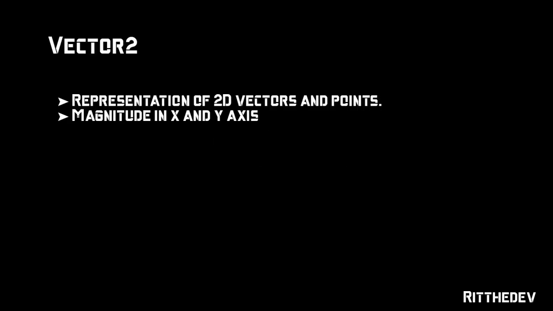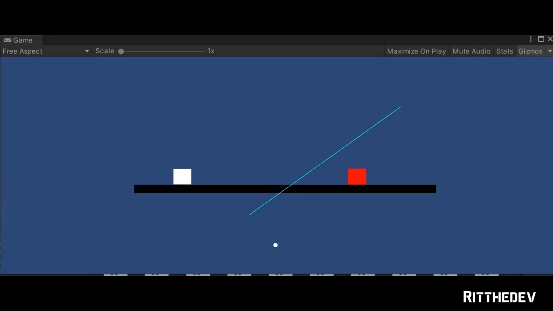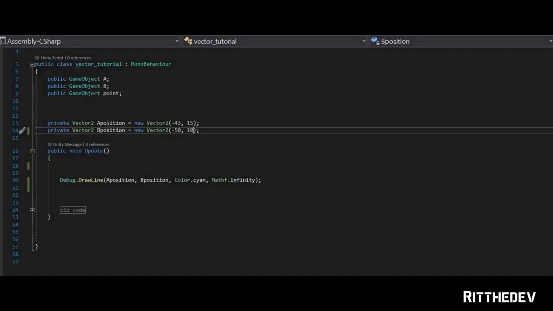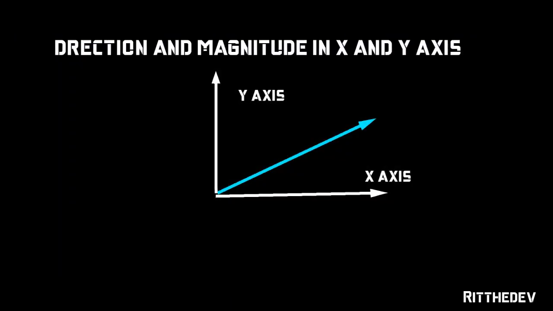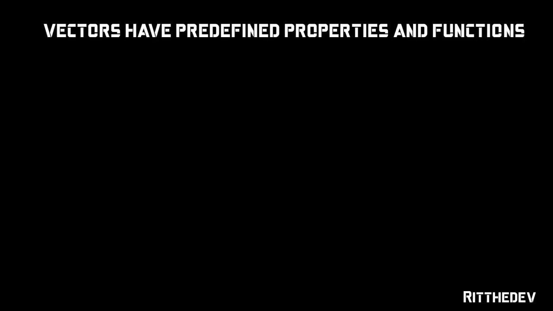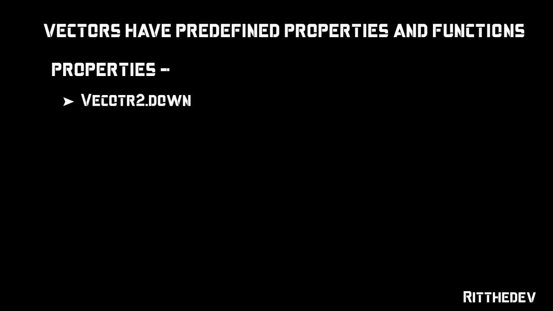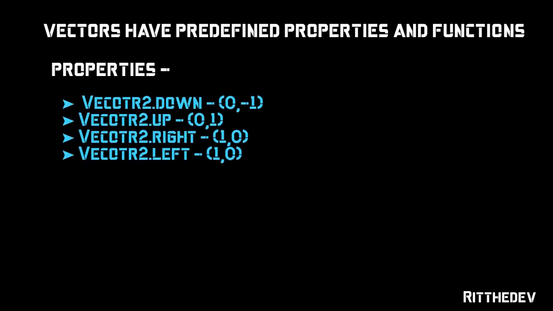And now let's start with Vector2. Vector2 refers to a vector which has a direction and magnitude in the x and y axis. For example, the line drawn over here using the Debug.DrawLine command is a Vector2 type. You can see it has a direction and magnitude in the x and y axis. There are predefined values like Vector2.down, which would return a vector which is downwards, and you can use that vector to apply force in the downward direction. Similarly for up, right, and left.